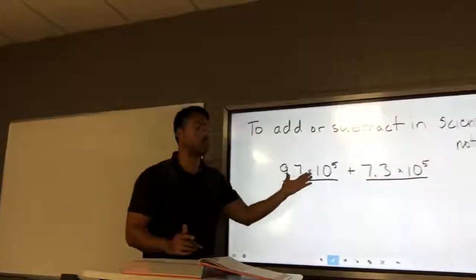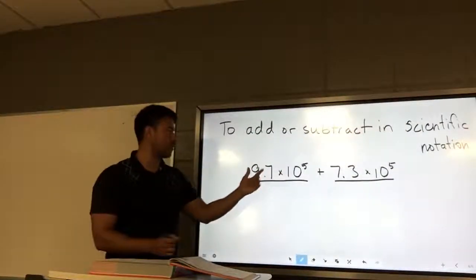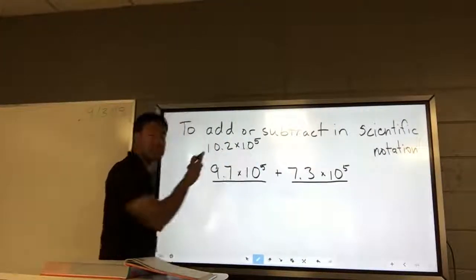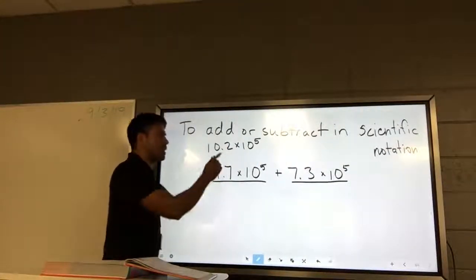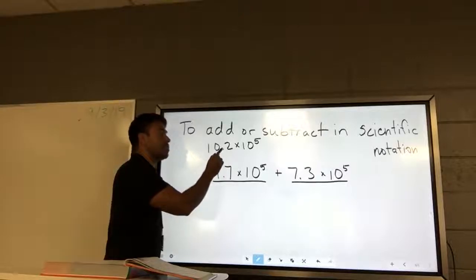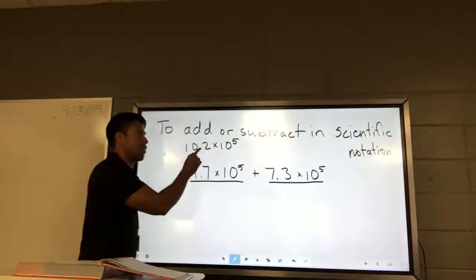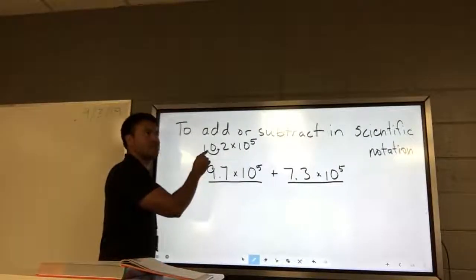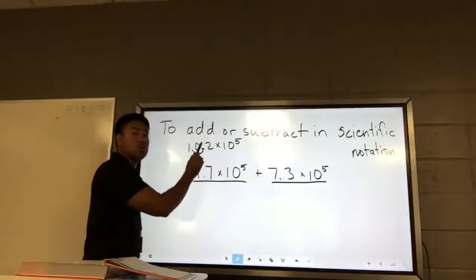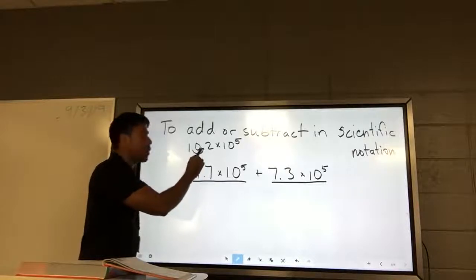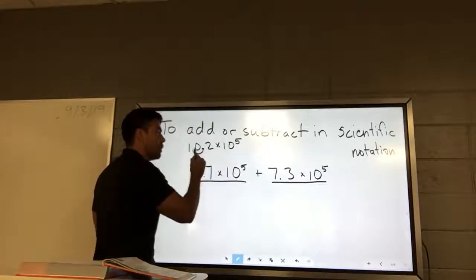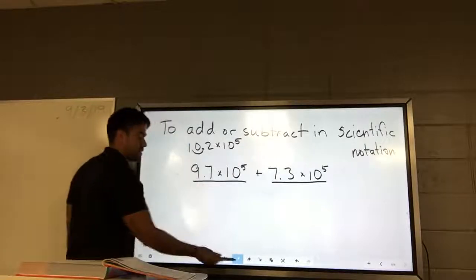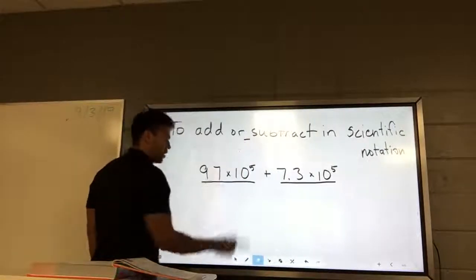What if it's over 10? If it's over 10, you can change it. Like if it were 10.2 times 10 to the 5th, because you will get this in a future problem, I want to move that decimal once to the left. Was 10.2 greater than 1? Yes. So it went up 1, so it becomes 1.02 times 10 to the 6th. We'll practice that. Good question.